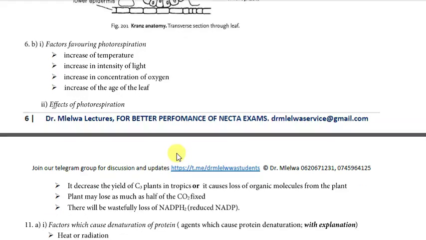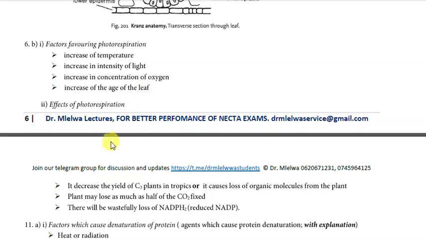Number 6B, Roman 2: we were required to give factors favoring photorespiration. Photorespiration is favored by an increase in temperature, an increase in intensity of light, an increase in the concentration of oxygen, and an increase in the age of leaves.